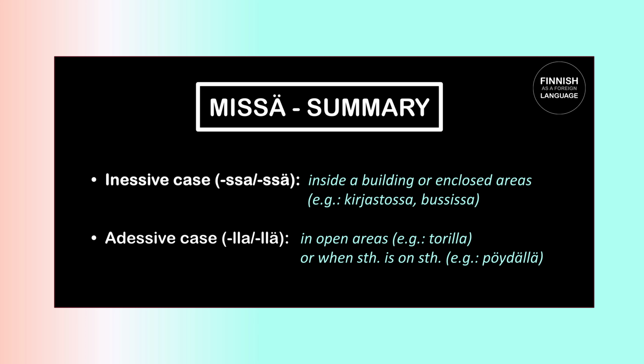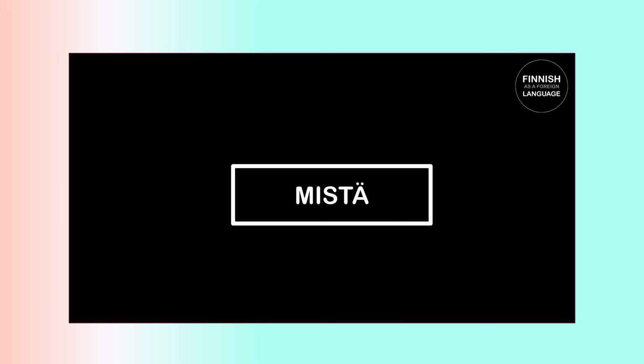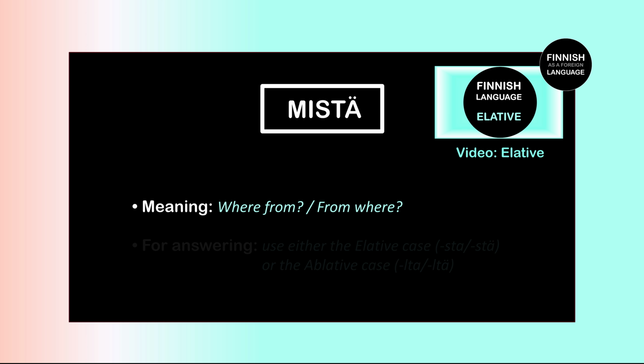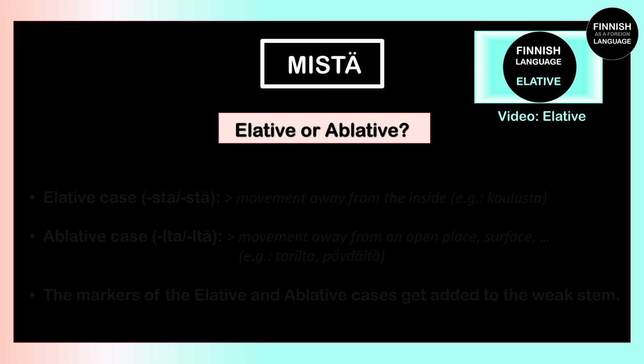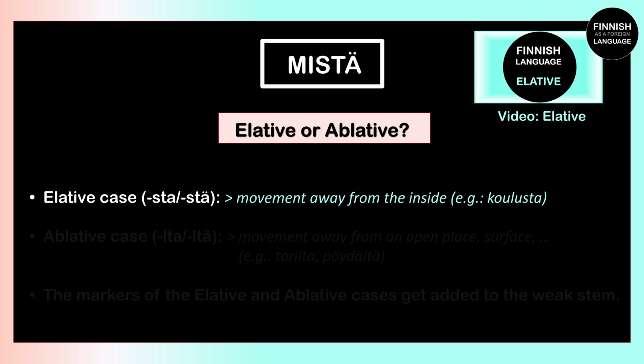Alright, now let's carry on with chapter 3, Mistä. Mistä means where from or from where, and in order to answer that question, we have to decide between the elative case or the ablative case. How do we know which one of them we have to use? We have to use the elative case when we want to describe a movement away from the inside, for example, koulusta, which means out of school. So I was inside the school and then I went out of the school. So that's when we say koulusta.